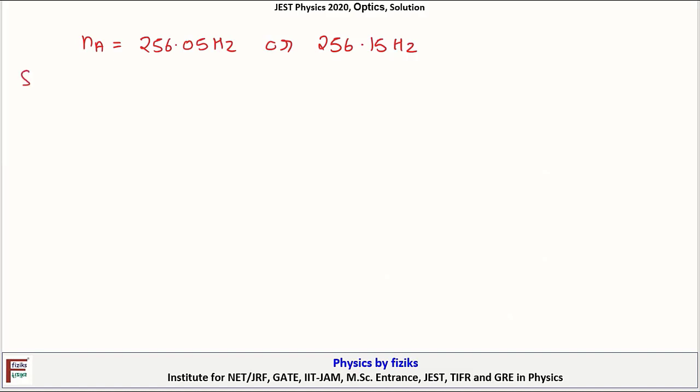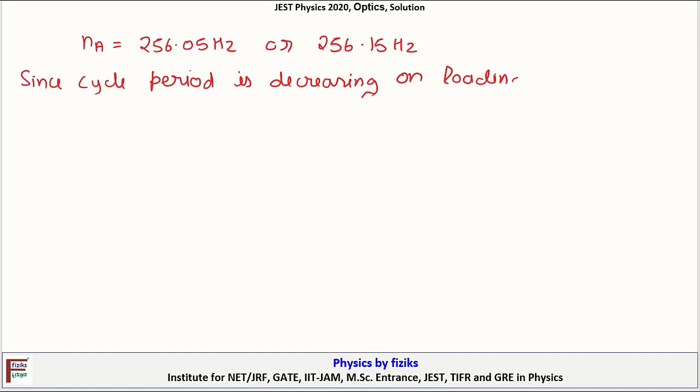Since the cycle period is decreasing on loading wax, NA must be less than NB, which implies NA can take the value 256.05 Hz in the absence of wax.